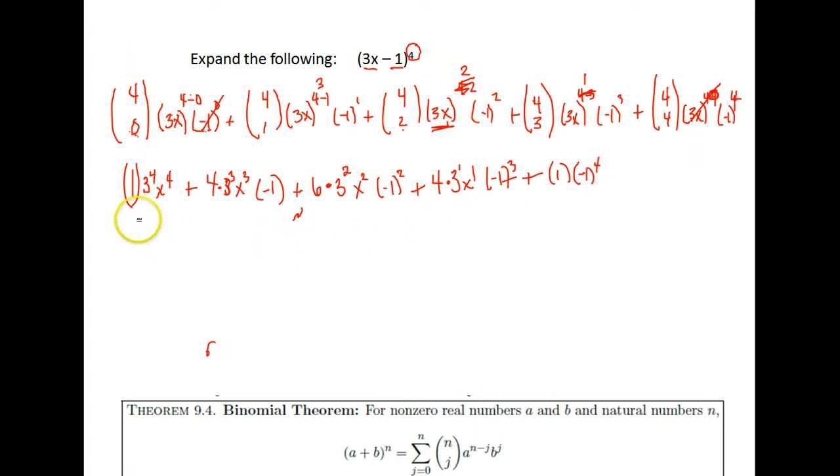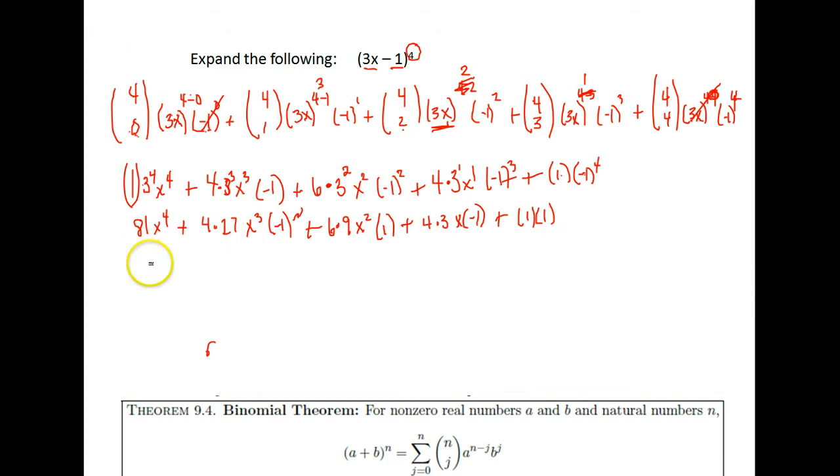Let's simplify a little bit more. Okay, so here I have 1 times 3 to the 4th is 81 x to the 4th, plus here I have 4 times 3 to the 3rd is 27 x to the 3rd times negative 1. Here I have 6 times 3 squared is 9. Negative 1 squared is positive 1. Here I have 4 times 3 times x, negative 1 to the 3rd power comes out as negative 1. And finally on the end here, negative 1 to the 4th power is positive 1. So I have 1 times positive 1 there. Let's go ahead and finalize this by multiplying those last things out. So I have 81x to the 4th. Here I have 4 times 27 times negative 1.